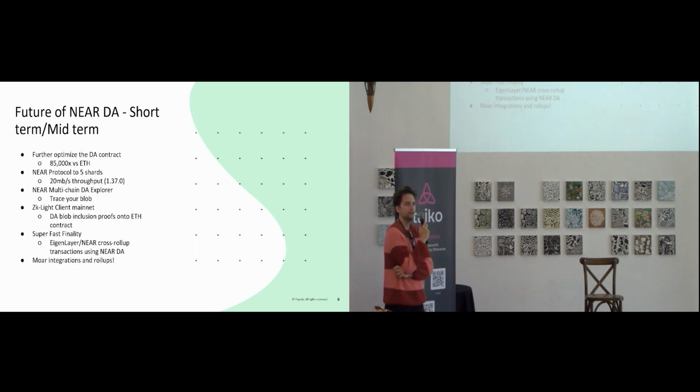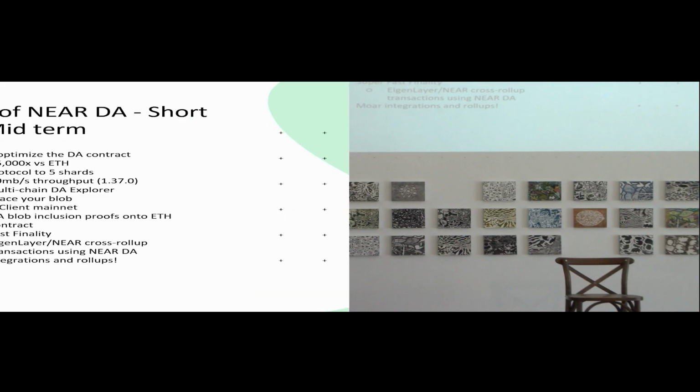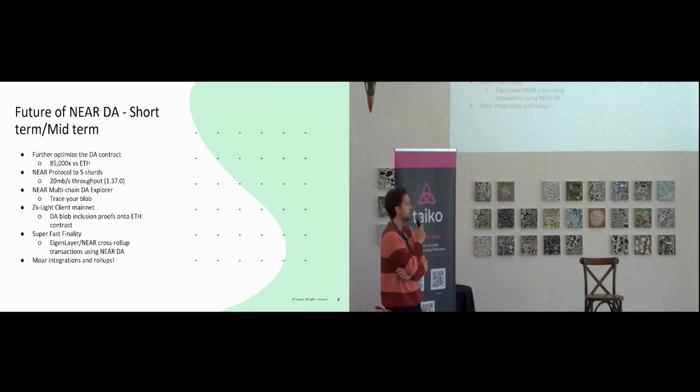We're working on a very exciting project with EigenLayer, which is called Superfast Finality, that allows cross-chain rollup transactions using Near DA, which will also make the cost very, very low. And of course, more integrations and rollups coming. We've been working with a bunch of different rollup providers, rollup as a service providers. And yeah, stay tuned for the announcements.